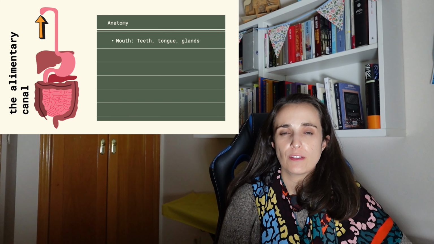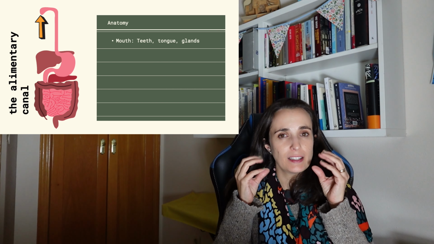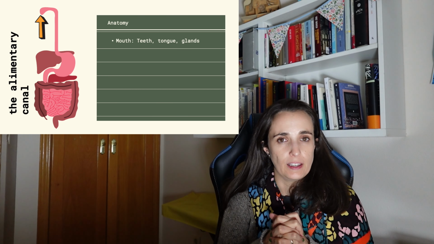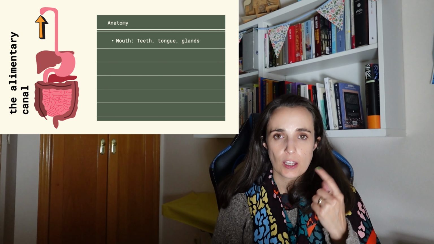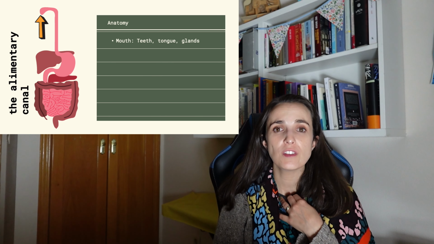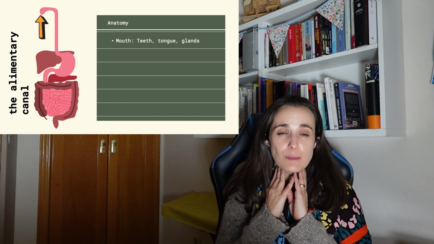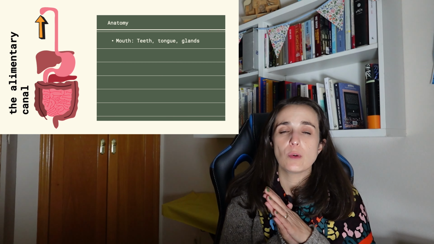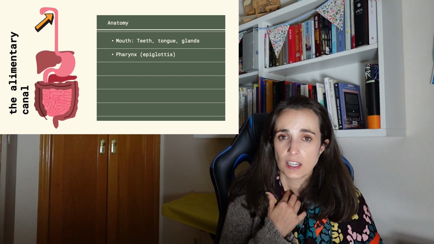The first part we will find is the mouth. The mouth has the teeth, which are involved in the mechanical digestion of the food. Then the tongue, that will also help doing this mechanical digestion and swallowing the food. And of course the salivary glands will start the chemical digestion, and specifically the saliva, you will see it later, will digest carbohydrates.